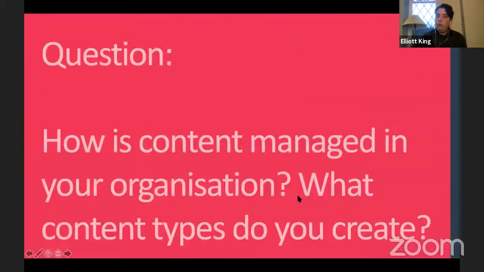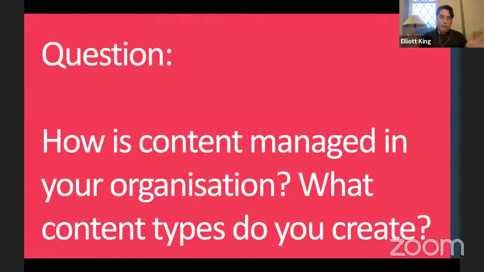Okay, so we'll drop into a bit of discussion now. This question is just an opener, so please feel free, instead of answering it, to ask a question back, or make a comment or an observation yourself. But the kickoff question is: how is content managed in your organization, and what types do you create? Having worked with many hundreds of organizations, I see a wide variety. Some people are doing everything in-house, some people are doing nothing, some are doing in between. I'd be interested to hear your thoughts.